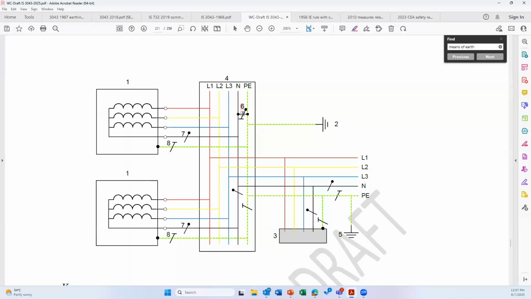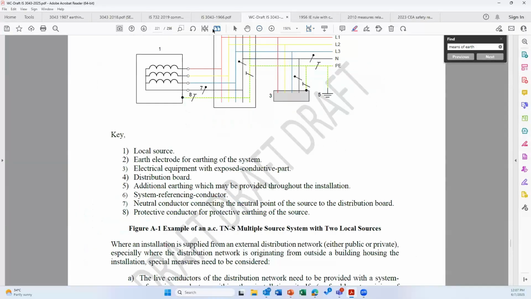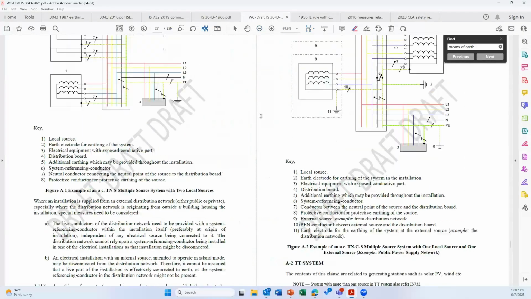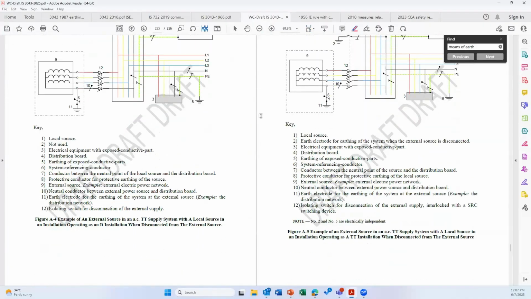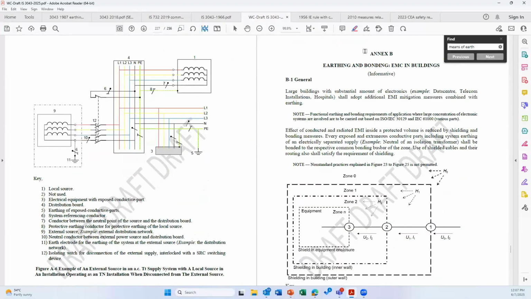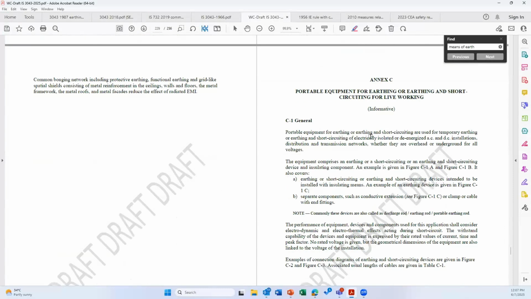And system referencing means neutral earthing. The best place to make the neutral earthing is inside the main distribution board. Those informations are given here, but it may take some time for the market to learn and do it. But this is the best method. These informations are included in the standard. Then earthing and bonding and EMC in buildings, some small information is given.